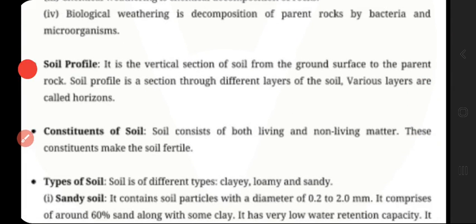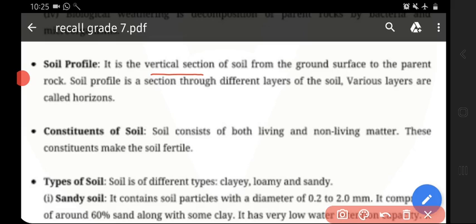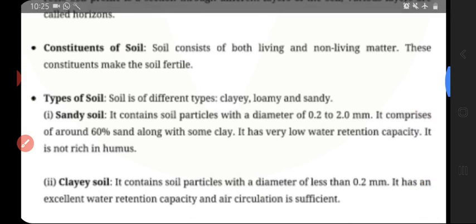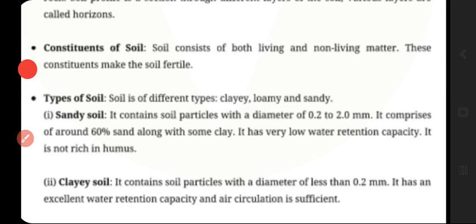Soil profile. It is the vertical section of the soil from the ground surface to the parent rock. Soil profile is a section through the different layers of the soil, and the various layers are named horizons. Constituents of the soil. It consists of both living and non-living matter. These constituents make the soil fertile, making it ready for plant growth.